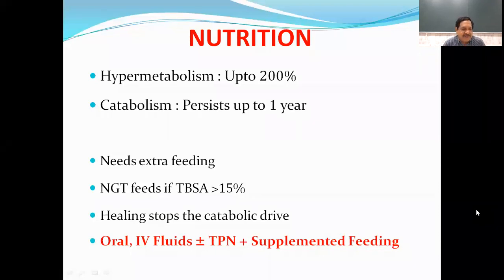Nasogastric tube feeds are commonly given if the burns are more than 15%. They help in healing and also stop the catabolic drop. How to give this nutrition: oral or IV fluids, plus or minus total parenteral nutrition, plus supplemented feeding. By any one or a combination of these mechanisms, we supplement the nutrition.